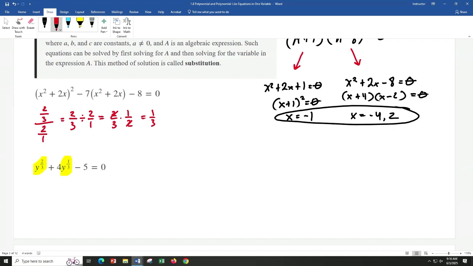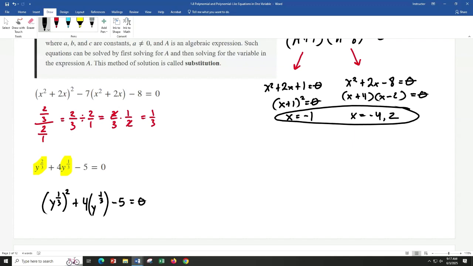So whenever I rewrite this one down here on the bottom, you should be able to look at this and go, okay, so you're telling me I can write this as y to the 1/3 squared plus 4y to the 1/3. Okay, once again, capping that guy, minus 5, all equal to 0.